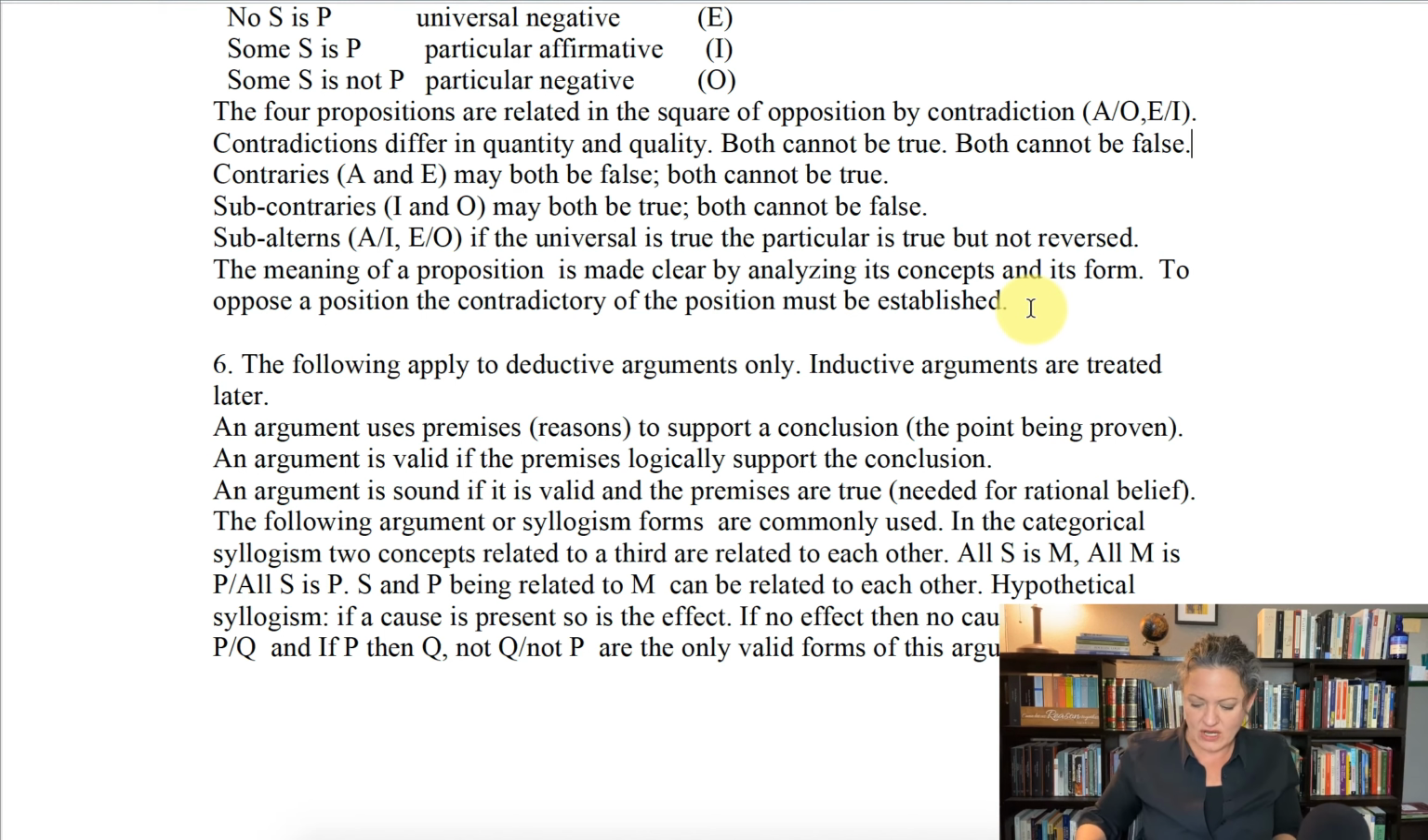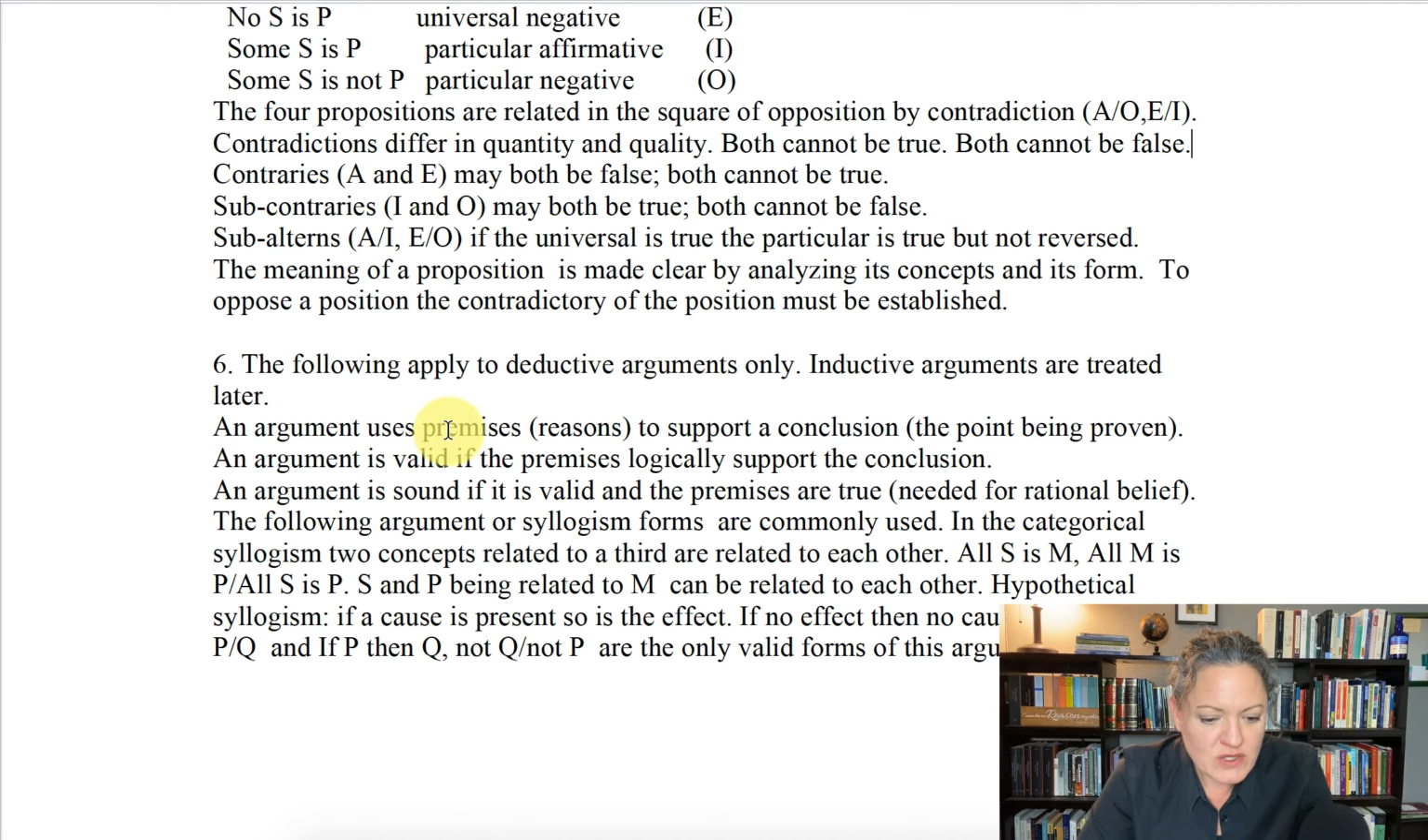So let's talk about argument. We were talking about argument on the knowledge handout last time. So let's go through this. The following apply to deductive arguments only. Inductive arguments are treated later. That's for the logic class. Inductive arguments are based on our observation. Deductive is purely reasoning.